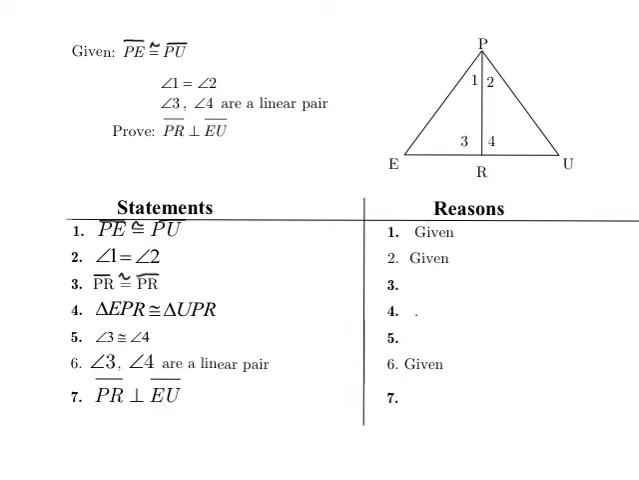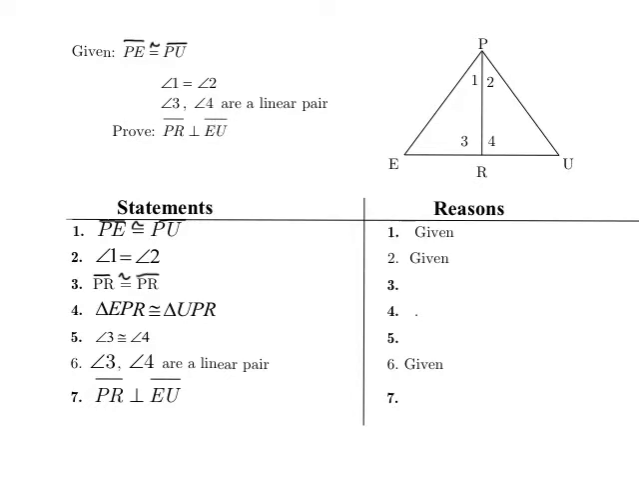Today we're going to walk through 3 basic triangle proofs just to review some of the reasons for proving triangles congruent and to write down a couple of them that we haven't used for a little bit. So here we have a triangle with a line down the middle, and we are given that PE is congruent to PU, angle 1 is equal to angle 2, and 3 and 4 are a linear pair.